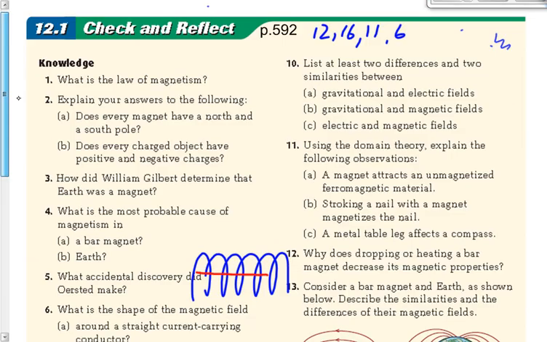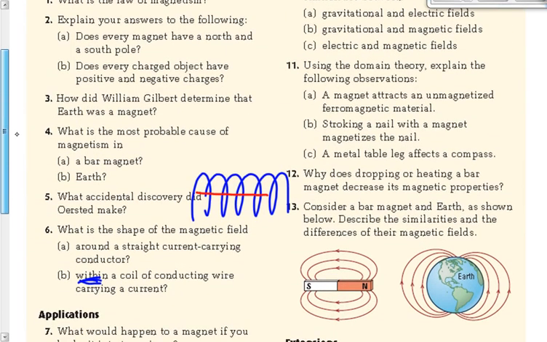All right, next question was number 12. It says, why does dropping or heating a bar magnet decrease its magnetic properties? Anyone have an answer for this one? Why does dropping or heating a bar magnet decrease its magnetic properties, Max? Yeah, essentially you're causing the domains to become less aligned when you drop it or when you heat it. Basically, when you're pumping that energy into it, you're causing these domains to scramble a little bit, point in more random directions as opposed to aligned directions.